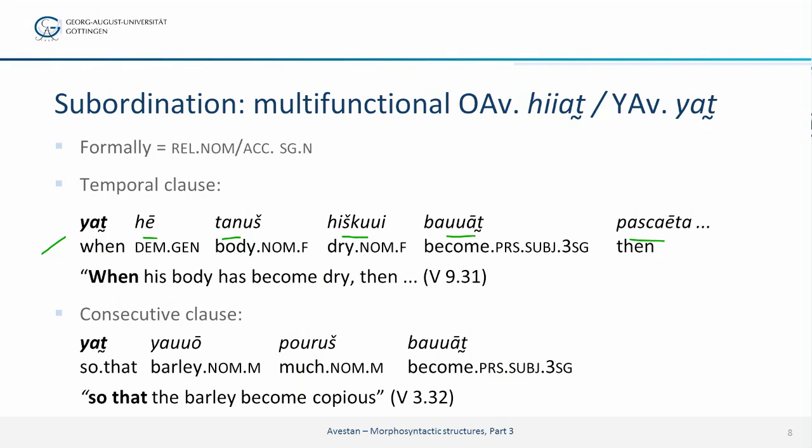In the second example, it introduces a consecutive clause. Yat yavo porush bhavat. Yat, here meaning so that. Yavo, the barley. Porush, much. Bhavat, may become or becomes.